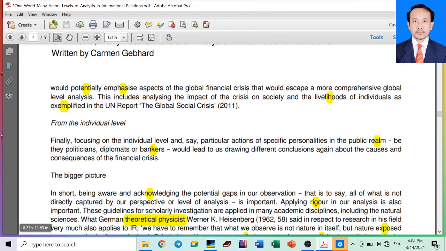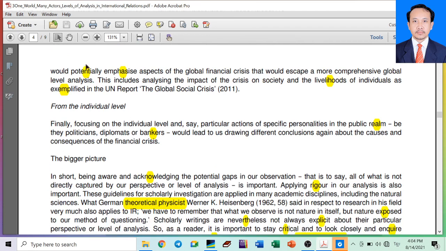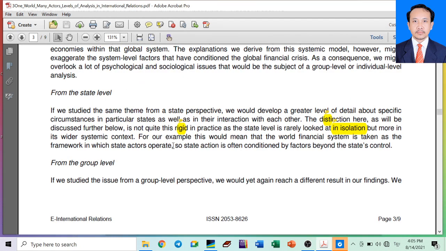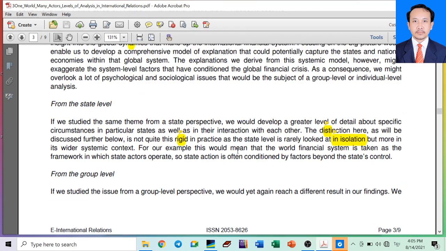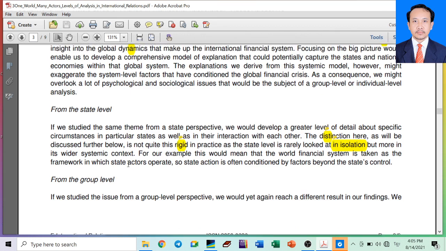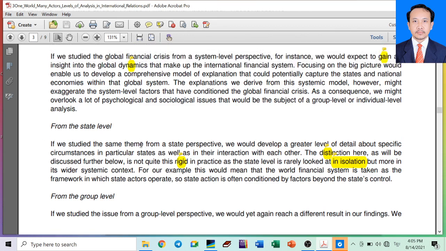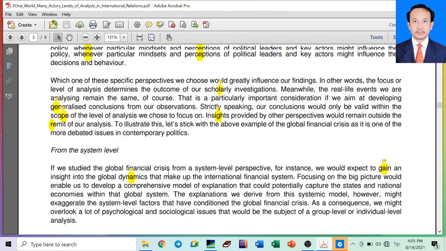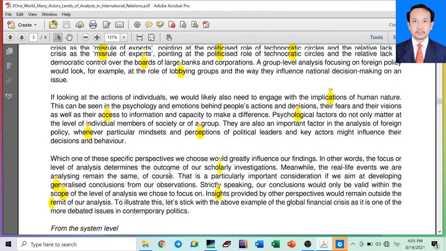The next slide here. Oh, sorry, everybody. We study from this part, only this part, from the state level. Okay.